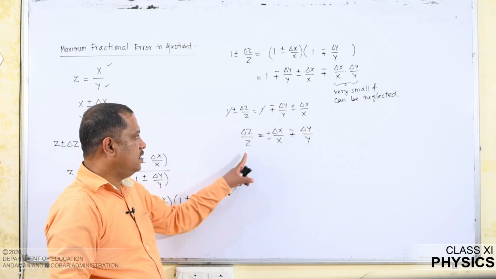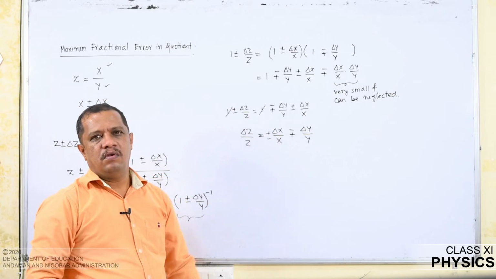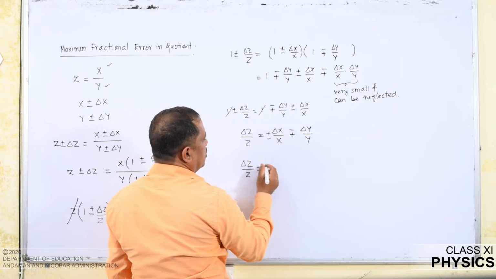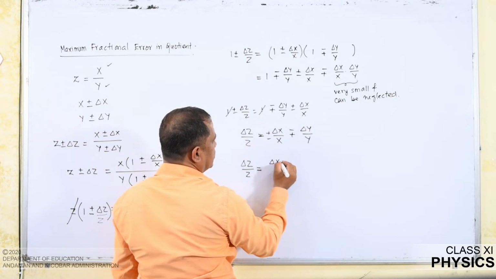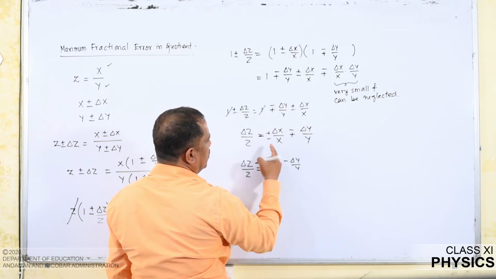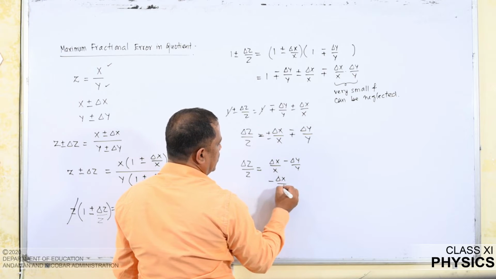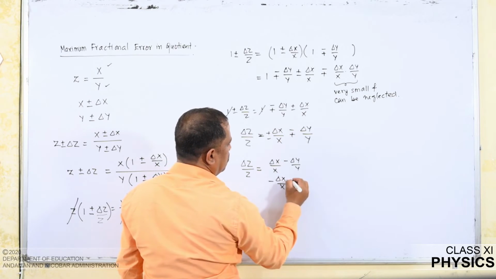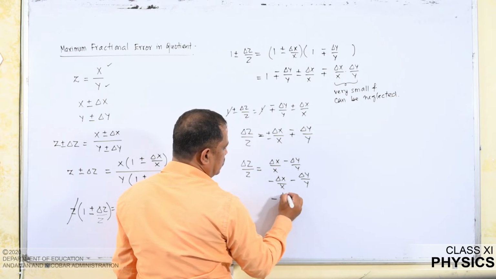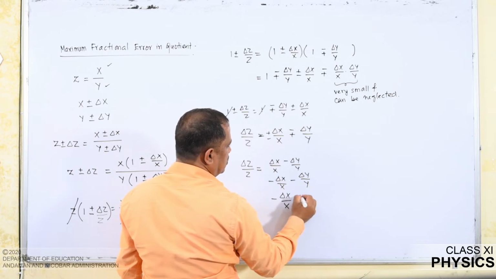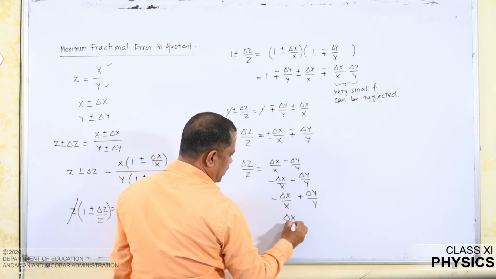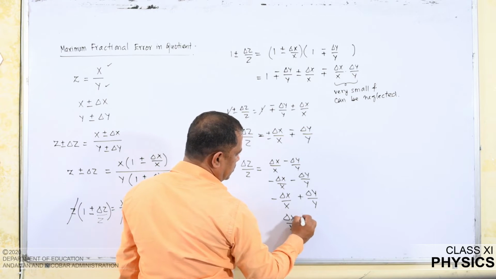Now, in the end result, I see I have 4 possible values here. So, now I want to write all the 4 possible values separately. The first value I am going to write is delta x over x minus delta y over y. The second one will be minus delta x over x and minus delta y over y, then minus delta x over x plus delta y over y, and plus delta x over x and plus delta y over y.